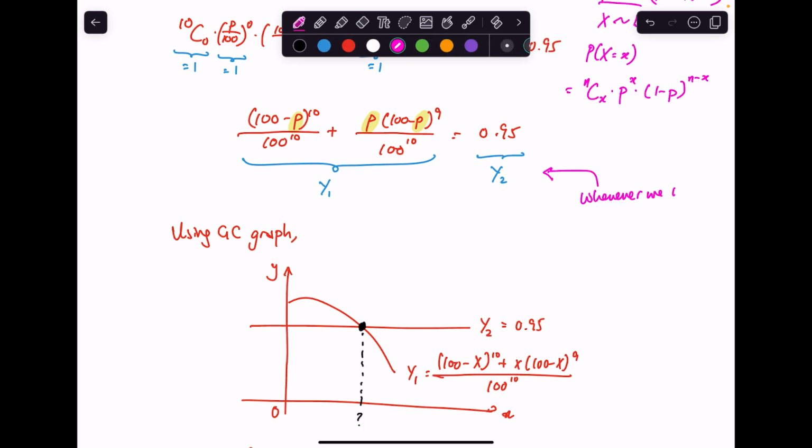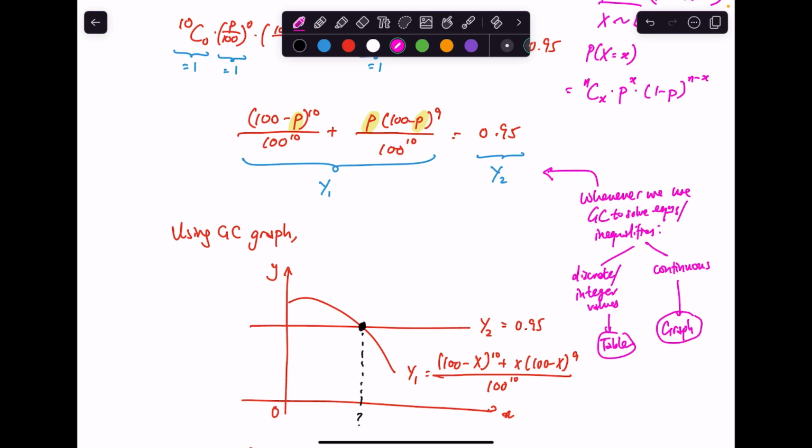Just to recall, before we end this video, whenever we use GC to solve equations or inequalities, the idea is like this. If we are solving for discrete integer values, then we use table. If we are looking at continuous values, then we look at graph.